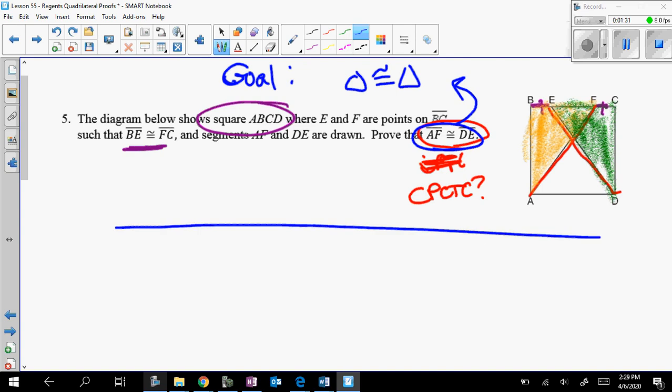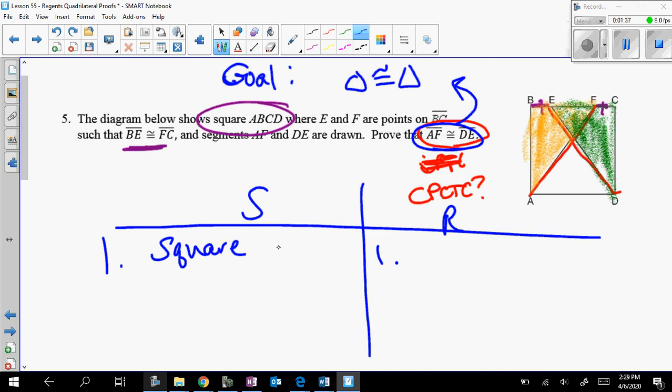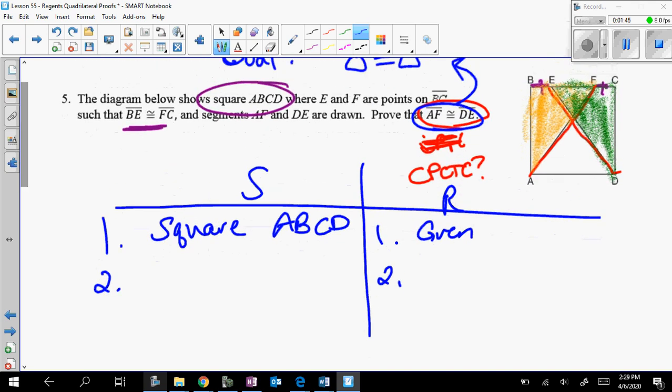Okay, so statements, reasons. Let's go ahead and start with our first given, square ABCD. That's why knowing your shape properties is so important. You can really work with them in proofs, among other things. So I know that this is a square. I'm going to start with the next given, and then I'll go back to the square stuff.